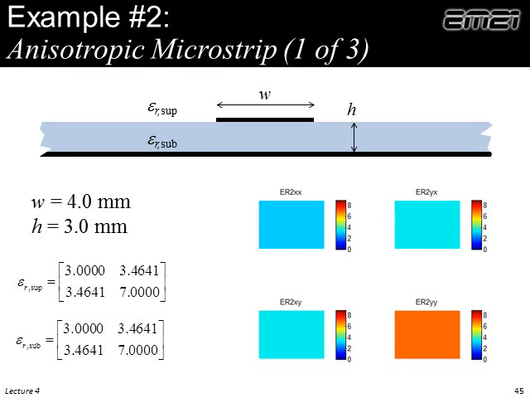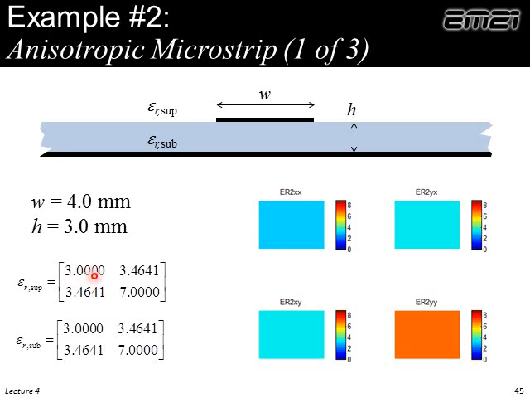Next example. Now we'll give this an anisotropic superstrate and substrate. In fact, look here. The superstrate and substrate are the same tensor. So there's no longer air up here. We've essentially pulled the substrate up over the transmission line. And so the dielectric is really homogeneous. It's just anisotropic. So in fact, our 4 arrays are the same everywhere. We don't see any structure anywhere, but they're different values.